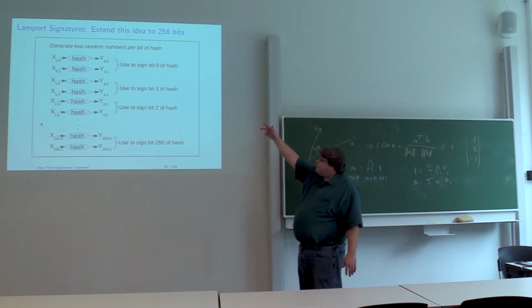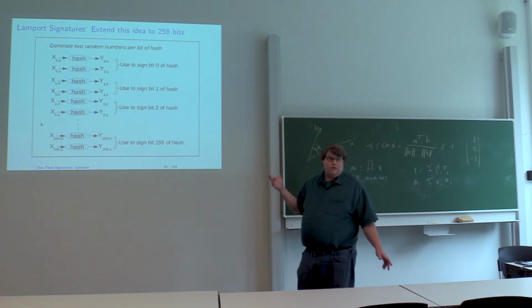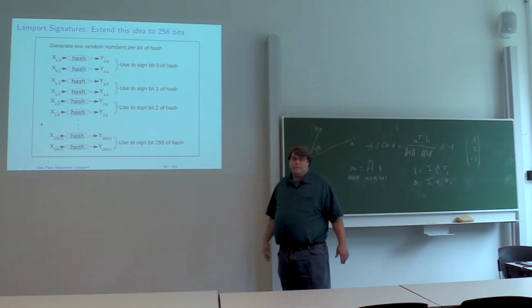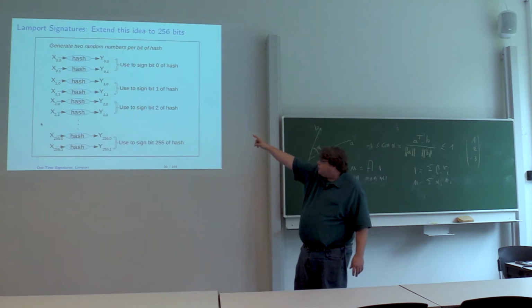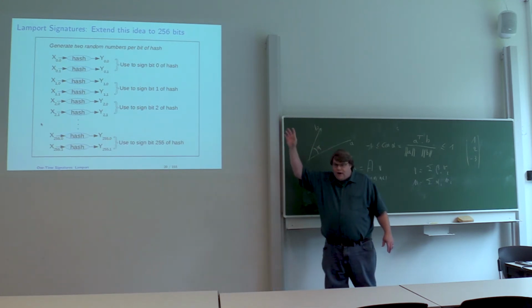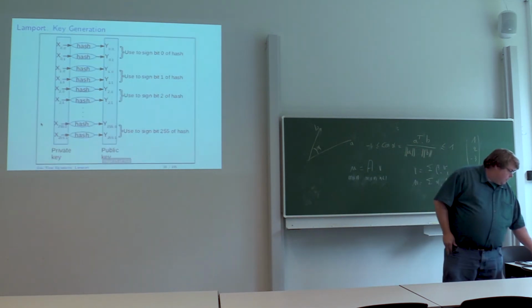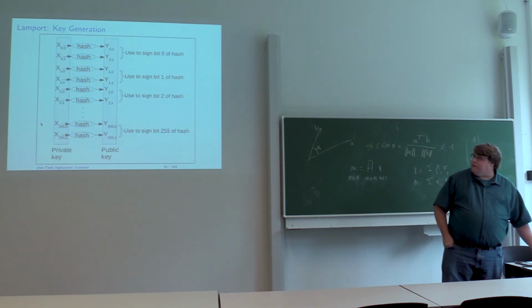So in this case, you're going to do Lamport. You're going to do exactly the scheme I showed you for 1-bit signatures, but you're just going to repeat it 256 times. So you're going to have a total of 512 secret values and 512 output values that are in your public key. Okay. So there's your key. There's your public key and your private key.